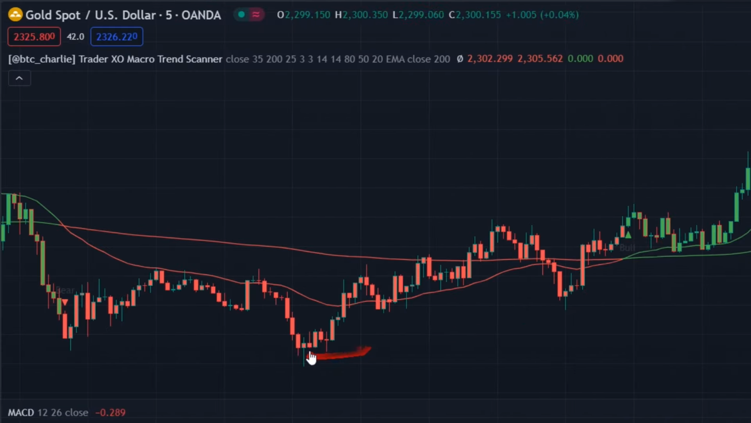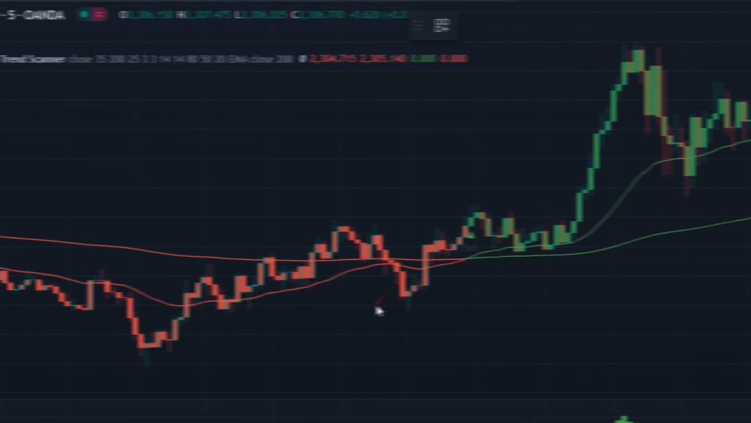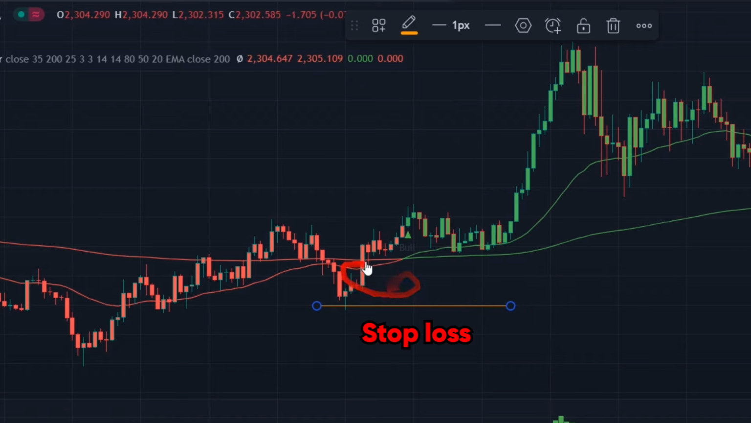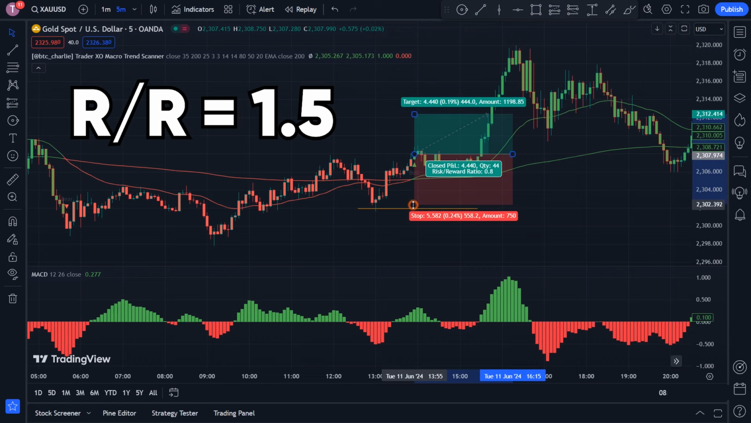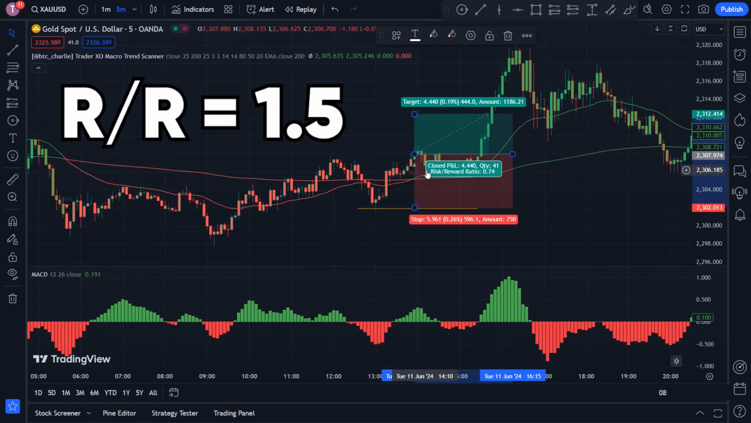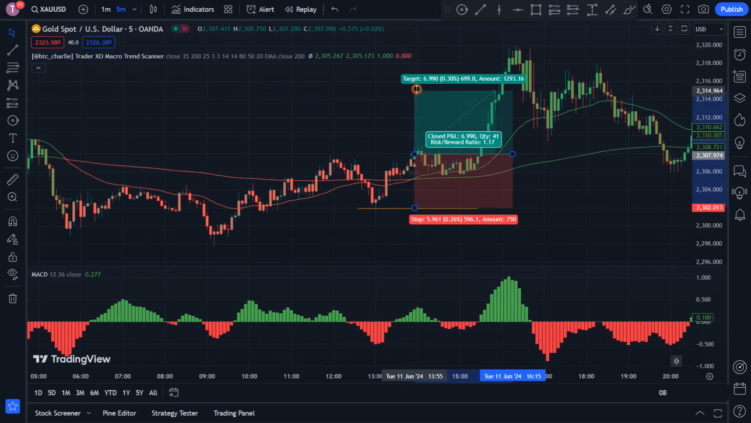For the stop loss, just find the last swing low and place our stop loss slightly below it. For take profit, it's enough to take our risk-reward ratio as 1 to 1.5. As the price approaches our take profit level, we can exit the trade or wait for it to close with profit.